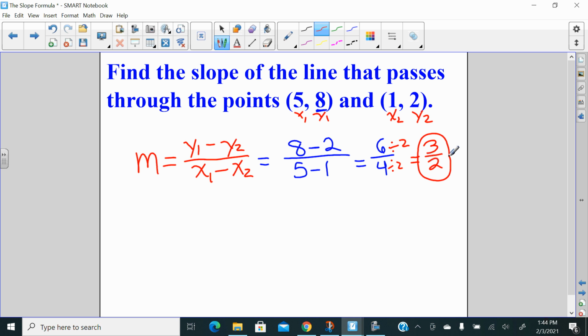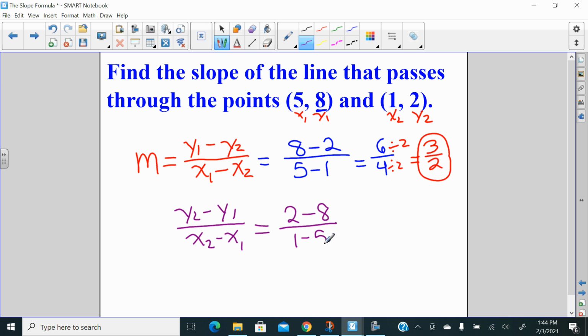Now, let's say you were somebody who did this on your own and you, like I usually do, wanted to do it in the reverse order. You did the y2 minus y1 over x2 minus x1 version because, well, you just felt like being different. Well, that would just mean y2, 2, goes first, minus 8, because that's the y1, x2 is 1, and 5 is x1.